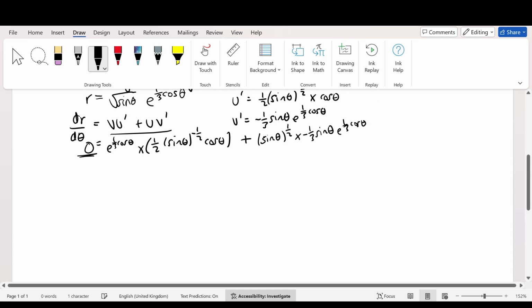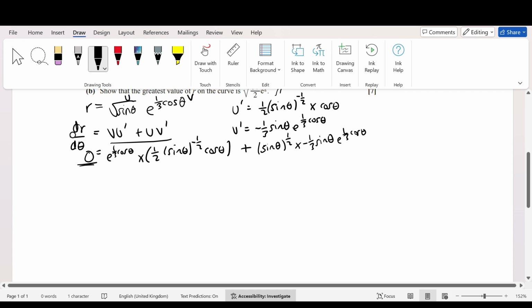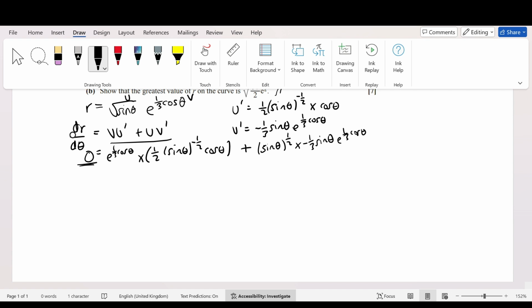So what we're going to do is try to factor out some things, just like you would with any expression when you're trying to solve it. The first thing I can see is that both terms have a common e to the 1/3 cos theta. Now, what you should know from solving many questions before is that e to the power of anything never equals 0. So first I'm going to rewrite this, and then I'll show what I mean.